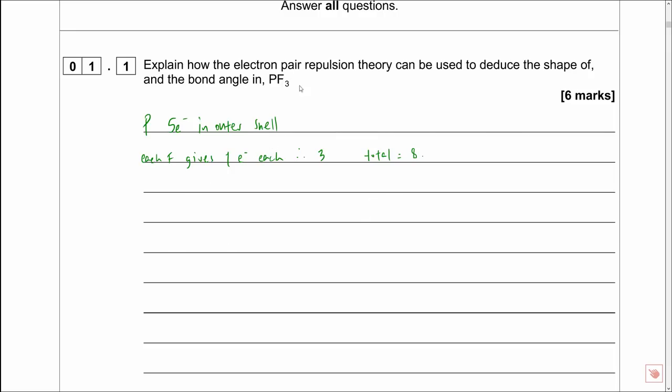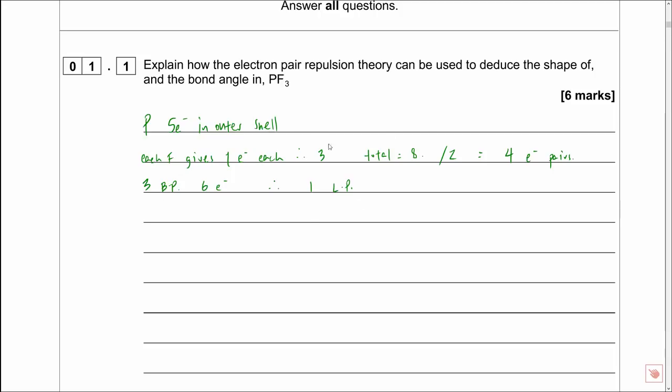We've got 3 fluorines bound, so we've got 3 bonding pairs, which is going to account for 6 electrons, whereas we've got 8 here, so therefore we must have 1 lone pair of electrons as well. The way I would normally do this, I'd say at this point, total 8, divide that by 2 equals 4 electron pairs. So therefore, we've got 3 bonding pairs and 1 lone pair.